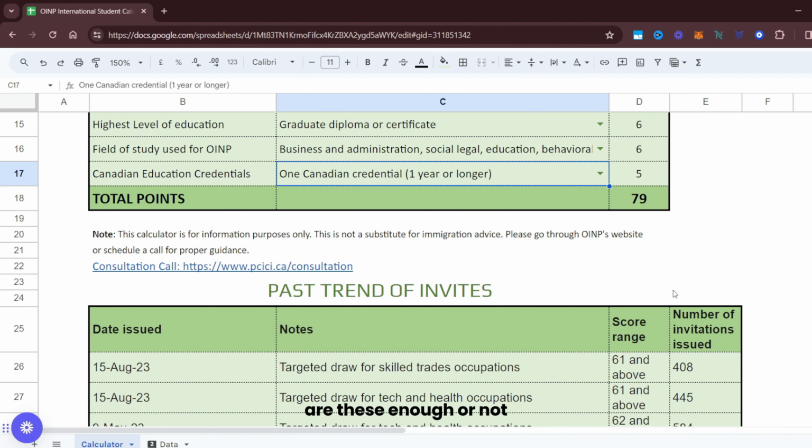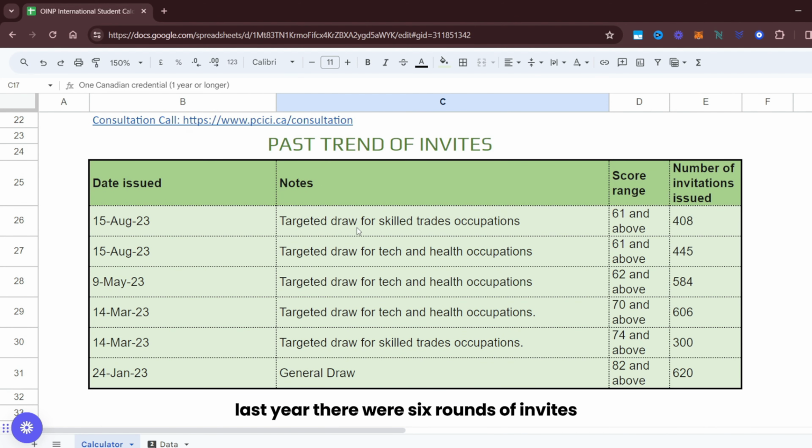Are these enough or not? Let's look at the past trend. Last year, there were 6 rounds of invites. 5 of them were targeted towards tech or healthcare or skilled trades. And that's why their scores were very low, 61, 62, 70, 74. But the general draw, it was very high, 82 points or more.